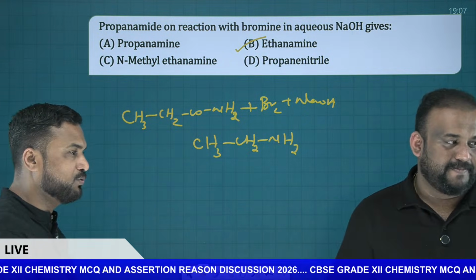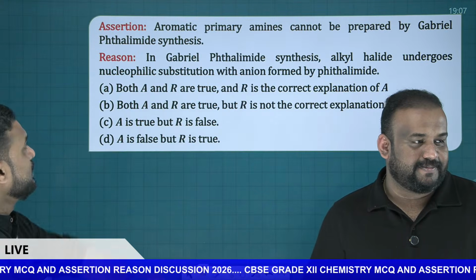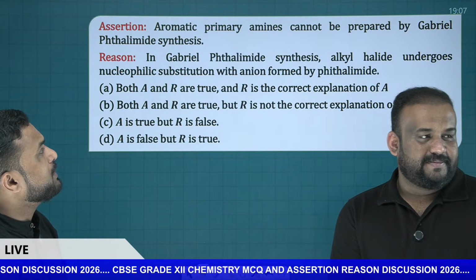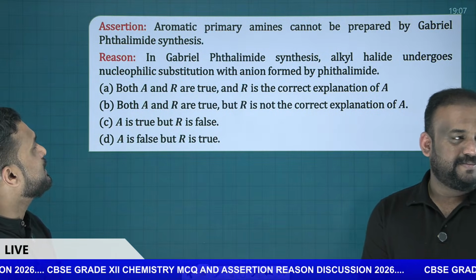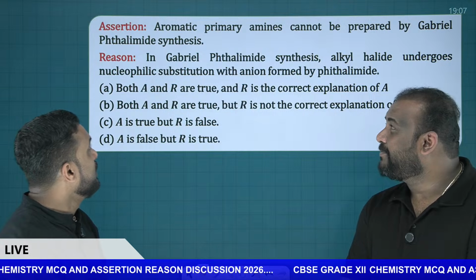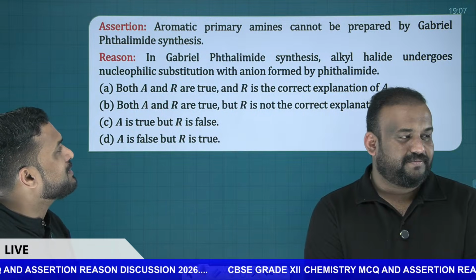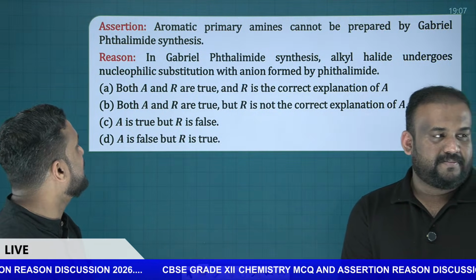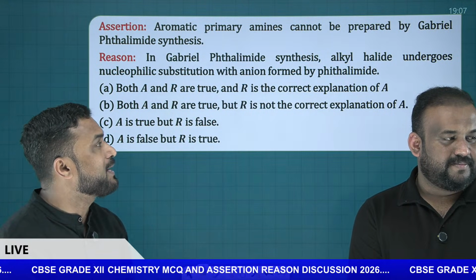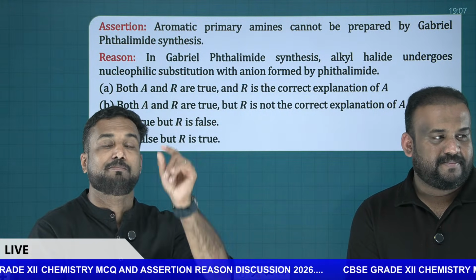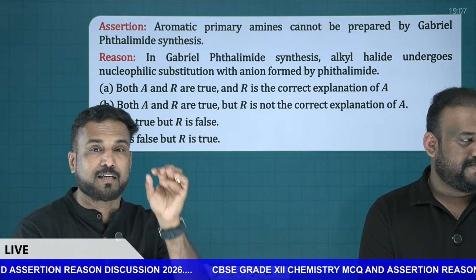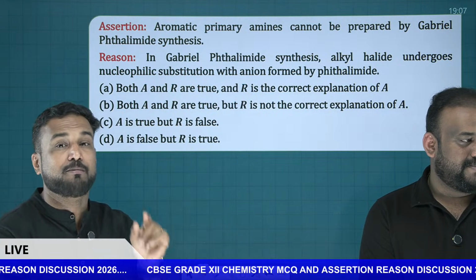Shall we go to the next one? Okay. See, again an assertion reason type question. Read the question carefully. Here it is: aromatic primary amines cannot be prepared by Gabriel phthalimide synthesis. Again, a repeated one. The reason statement: in Gabriel phthalimide synthesis, alkyl halide undergoes nucleophilic substitution with the anion formed by phthalimide. Read the reason statement very carefully, and check whether it gives the correct explanation for the assertion statement or not.